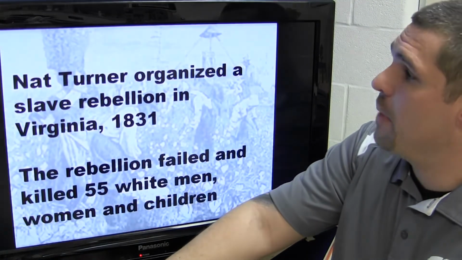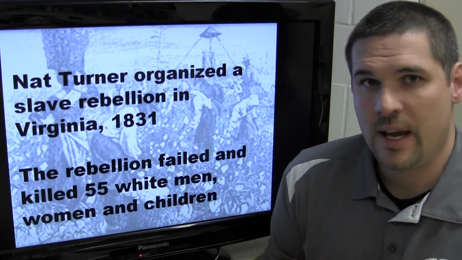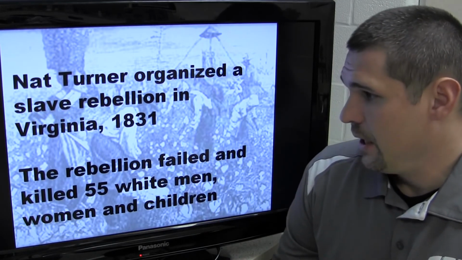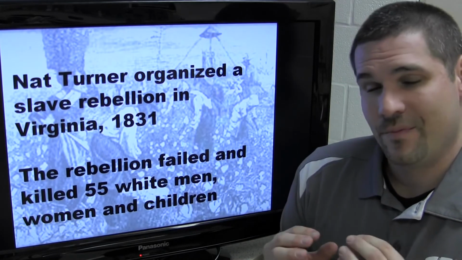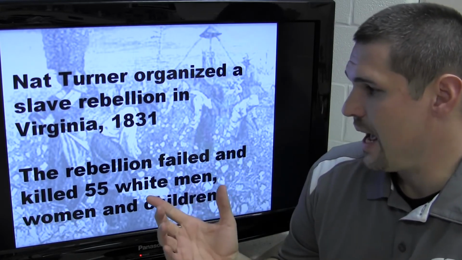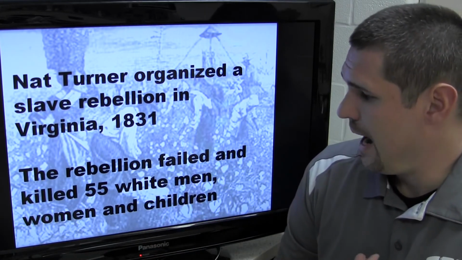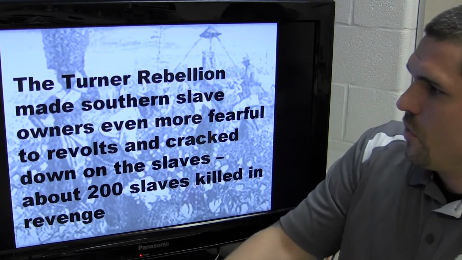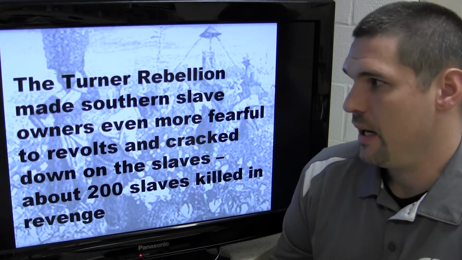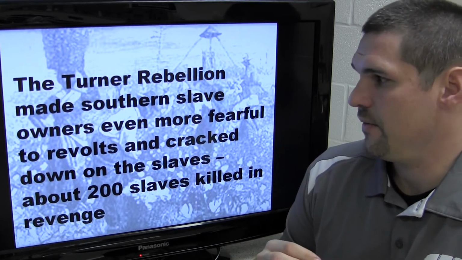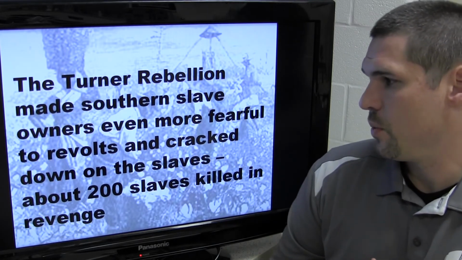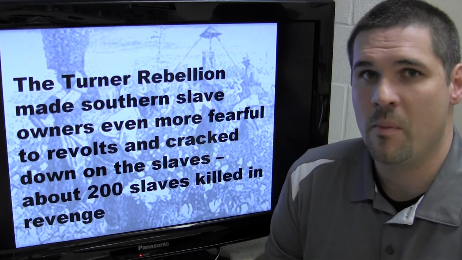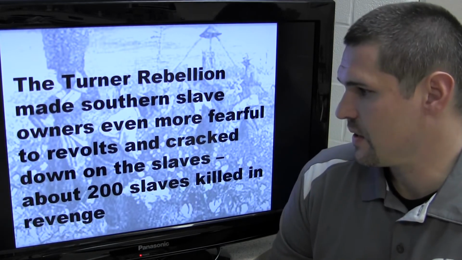Nat Turner and his rebellion. Turner is going to organize a slave rebellion in Southampton County, Virginia, in 1831. The rebellion ultimately fails, but in the process, Turner and his men had killed 55 white men, women, and children. Because of this rebellion, Southern slave owners became even more fearful. They knew that they had to crack down to send a message for any other slave who might get the thought of revolting against the slave owners.